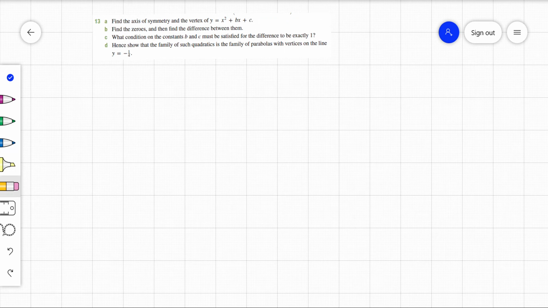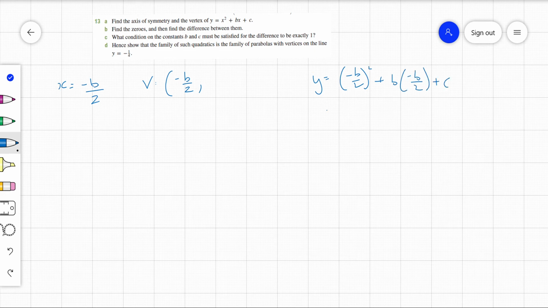If we're finding the axis of symmetry, remember the axis of symmetry is x equals negative b on 2a, so in this case b on 2 because a is 1. There's the axis of symmetry. Remember the vertex is on the axis of symmetry, so we know that value, and if we sub that in to find the y value, we're subbing in negative b on 2 squared, plus b lots of negative b on 2, plus c. So here we've got b squared, negative times negative is positive, so b squared on 4, then we've got minus b squared on 2, and plus c.